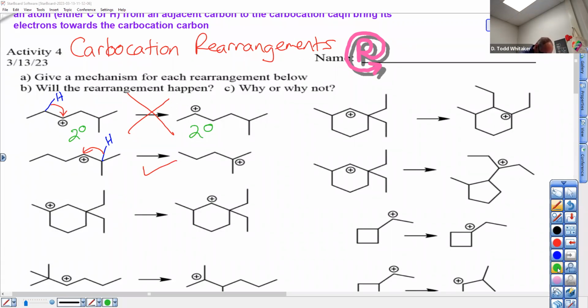Here, why not? C plus didn't get more stable. That's why it didn't work. So that's why the X. Why the check mark? C plus went from secondary to tertiary. That's a check mark, right? Got more stable. More stable.